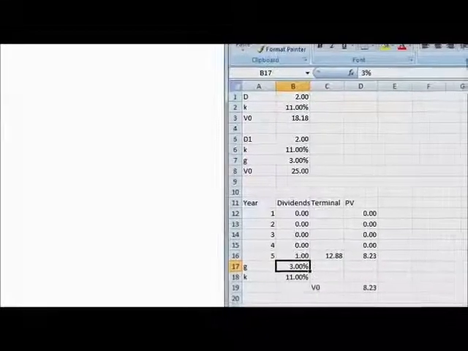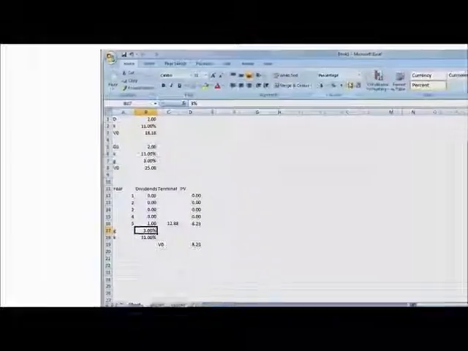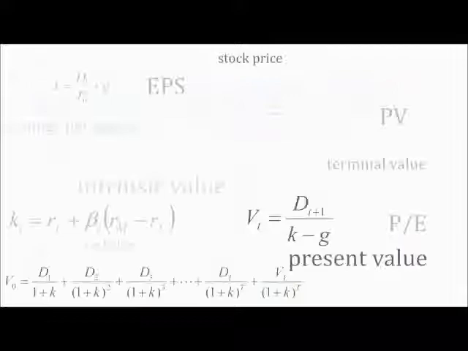This just starts to touch the surface of how easy these models are in an Excel spreadsheet and how we can play around with the parameters and change them and immediately see the change in the intrinsic value of the firm.